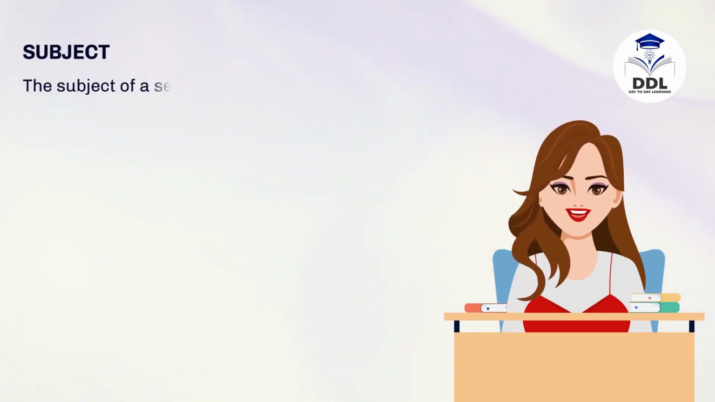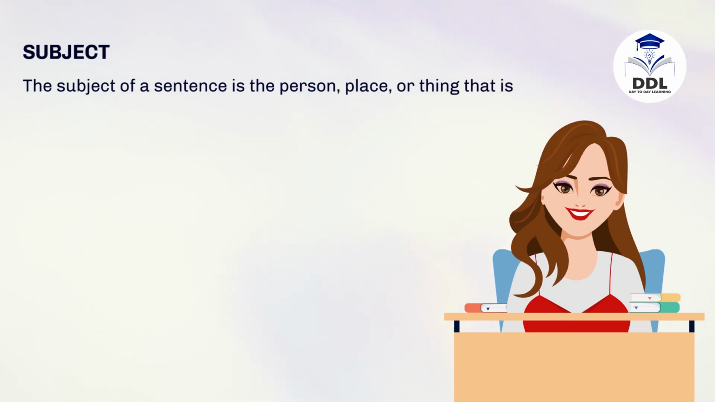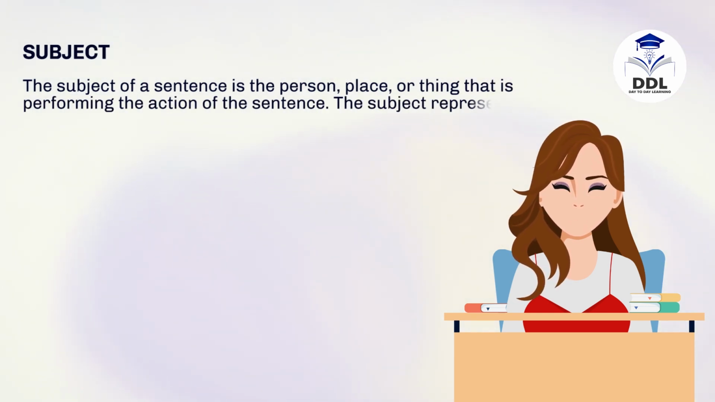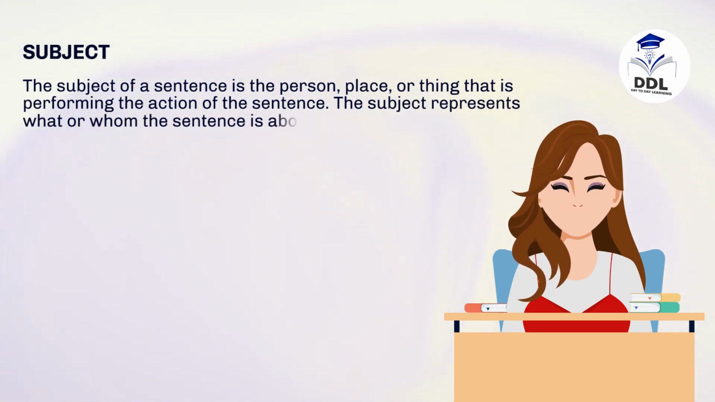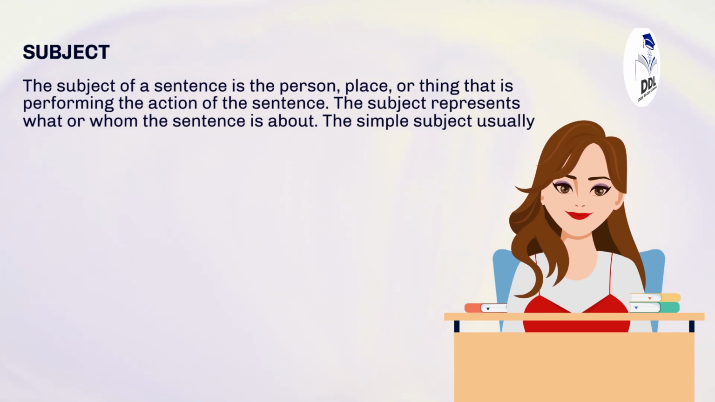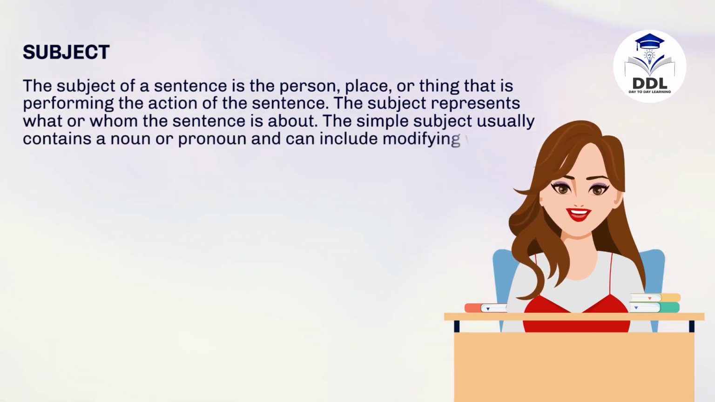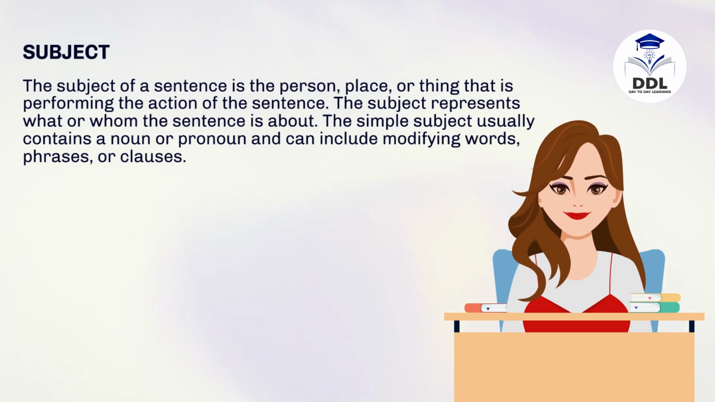Subject. The subject of a sentence is the person, place, or thing that is performing the action of the sentence. The subject represents what or whom the sentence is about. The simple subject usually contains a noun or pronoun and can include modifying words, phrases, or clauses. The man.